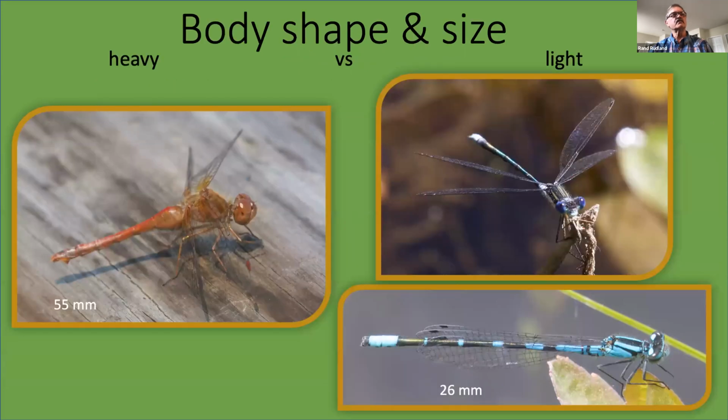And then the body shape and size. We sort of referenced the size in the first section, but to give you an idea, the dragonfly on the left is 55 millimeters, and the blue damselfly on the right is about half the size. So you can see the difference in the size of the bodies, much more robust in the dragonflies.